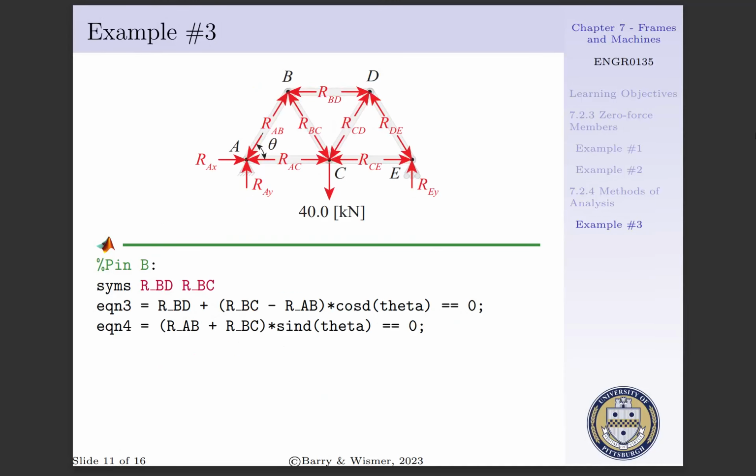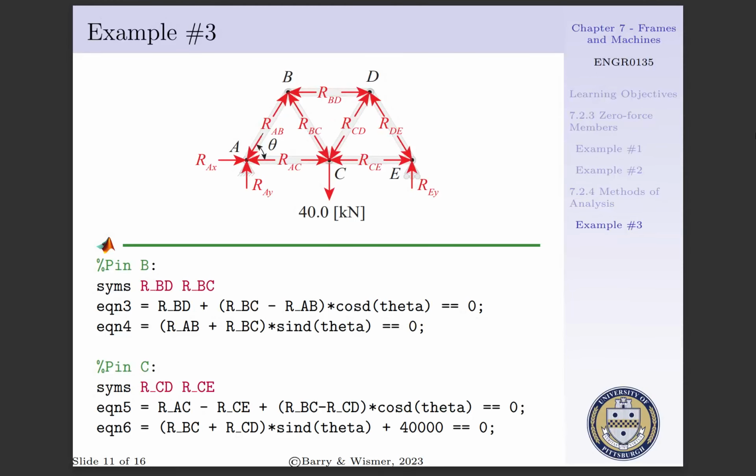Moving to pin B, we will define our symbols RBD and RBC. Equation 3 is the summation of the forces in the x direction about pin B. Here we have RBD plus the x component of RBC, which has to be equal to the x component of RAB. We will cast this as RBD plus the quantity RBC minus RAB times the cosine of theta. Here we have to consider the y components of RAB and RBC. That is, we have the quantity RAB plus RBC times sine of theta, and this is equal to 0.